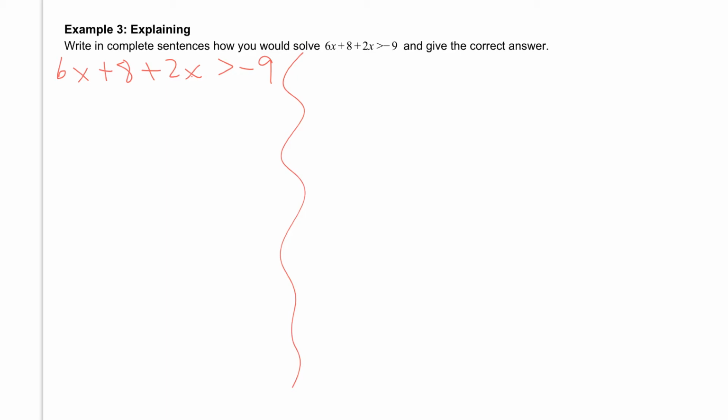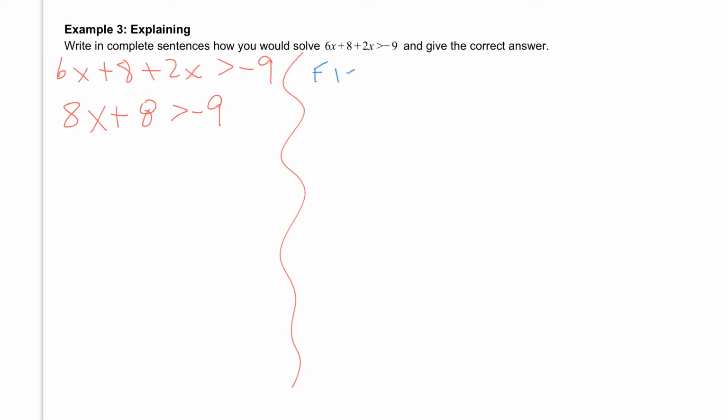So if I take a look at my problem, the first thing I would want to do is combine my like terms. So 6x and 2x on this left-hand side I can add together, and that will give me 8x. So I get 8x plus 8 is greater than negative 9. Now I'm going to stop and I'm going to write down what I just did.